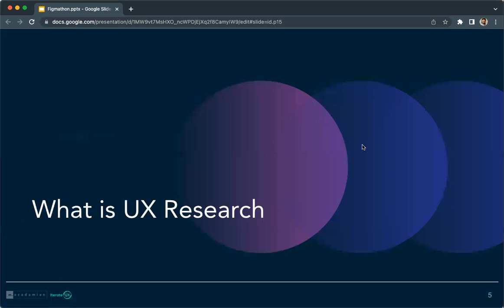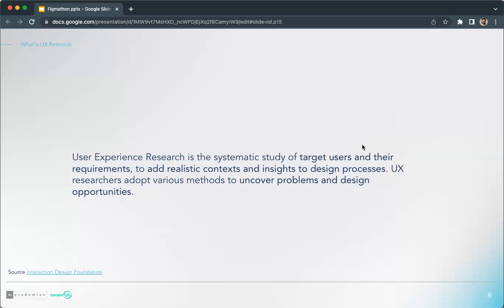Oh, sorry. So what is UX research? As per the Interaction Design Foundation, user experience research is the systematic study of target users and their requirements to add realistic contexts and insights to the design process. As UX researchers, we adopt various methods to uncover problems and design opportunities. Let's dig deeper into this specific definition.